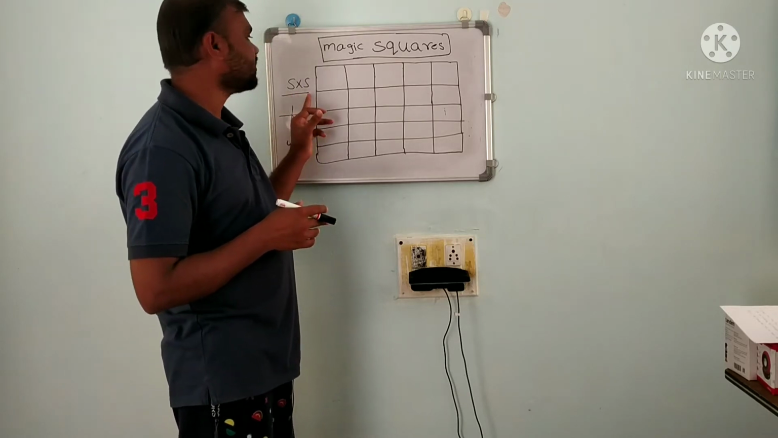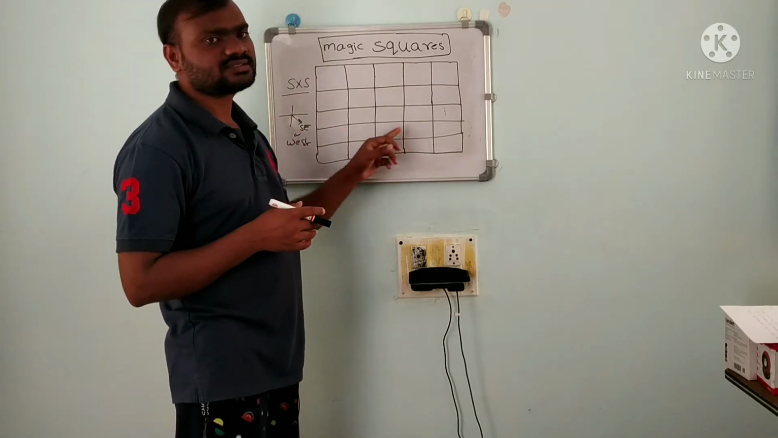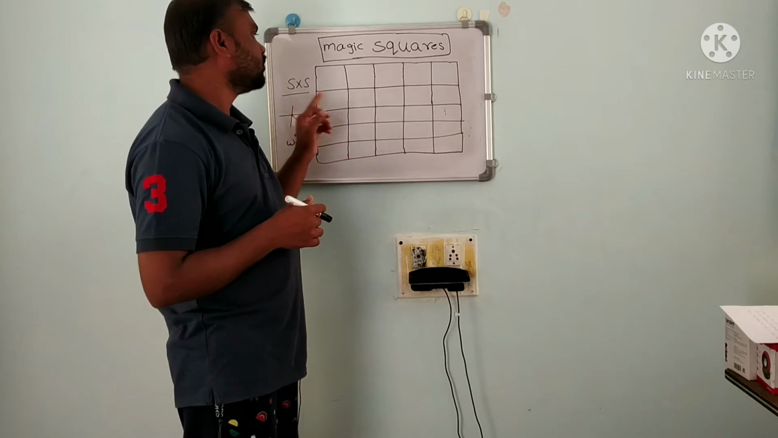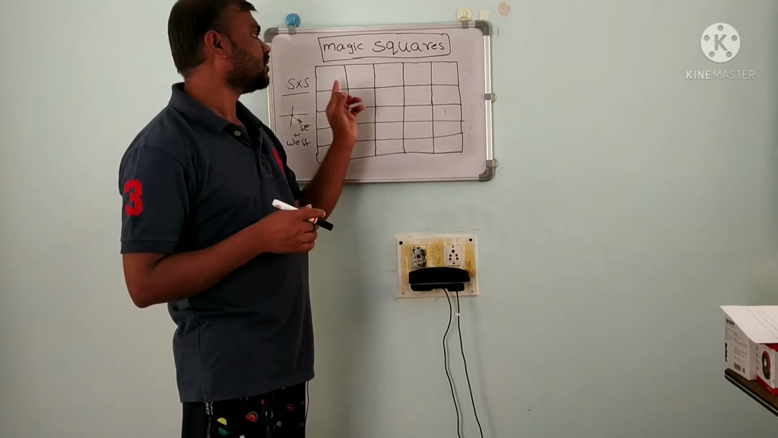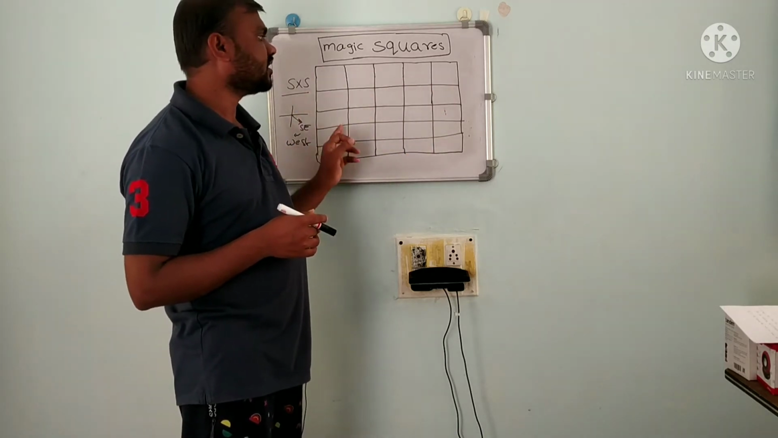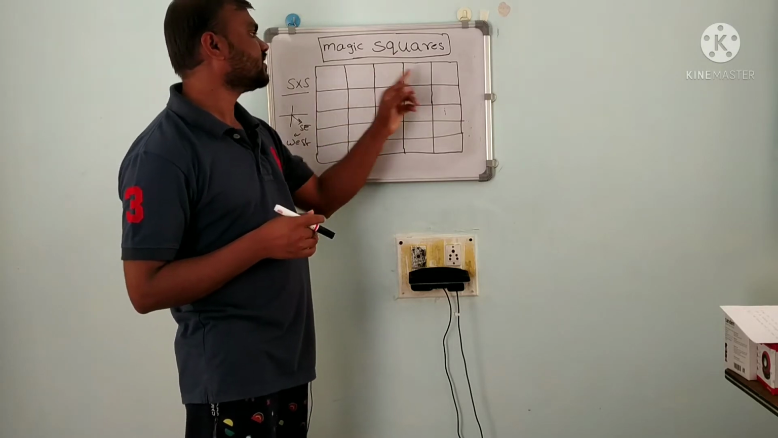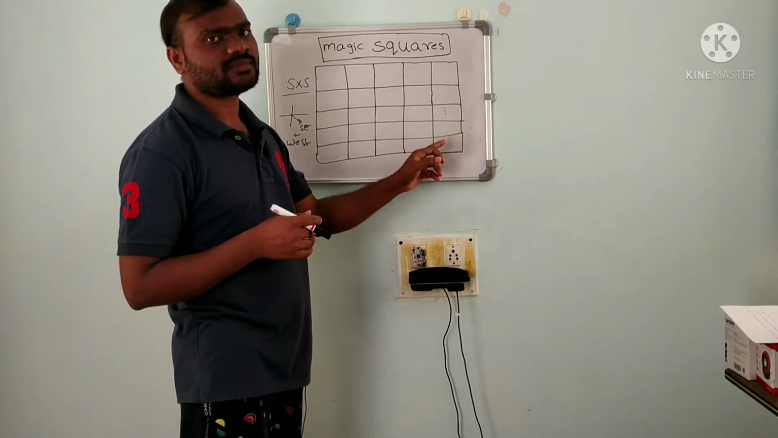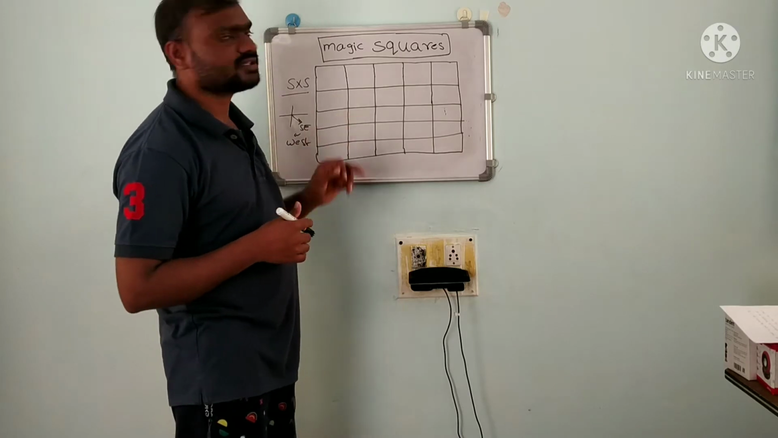Here I have taken a 5 cross 5 matrix. If you fill all those rows and columns, you will get the same answer row wise, column wise and diagonal also. Let's fill these cells.